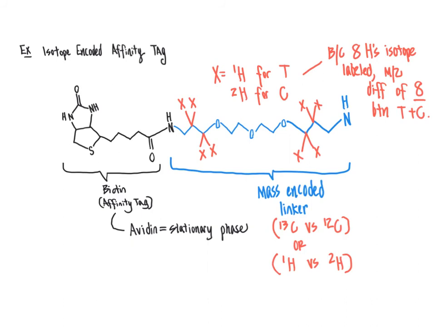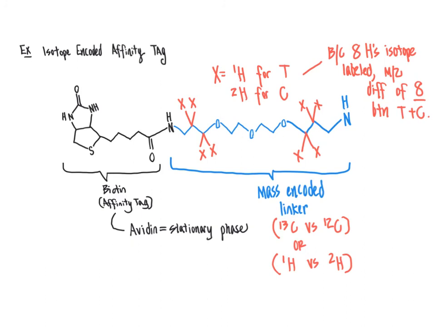But we're not done yet with this isotope-encoded affinity tag, because in addition to having this isotope labeled portion and the portion that enables the molecule to bind to a specific stationary phase in chromatography, we also need some portion of this tag that will enable it to form a covalent bond to the protein or peptide so that we have this group linked onto our protein or peptide for analysis.